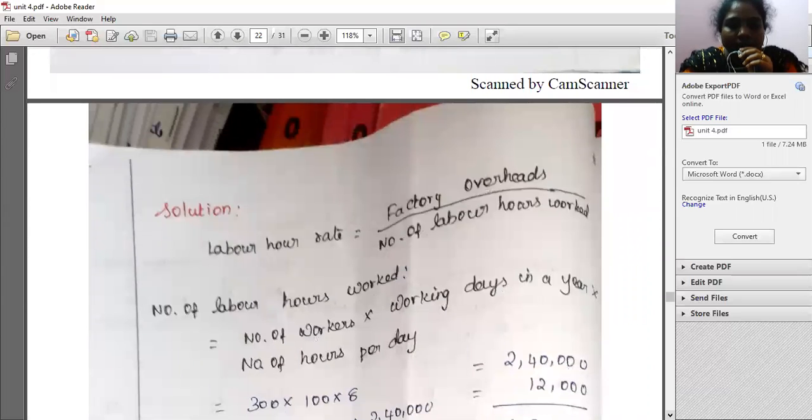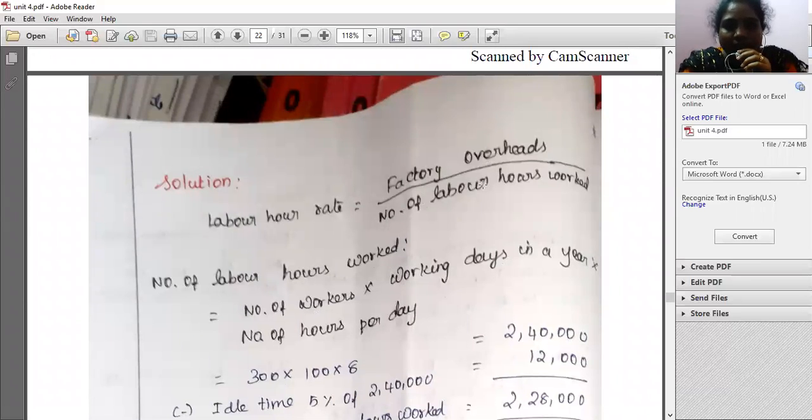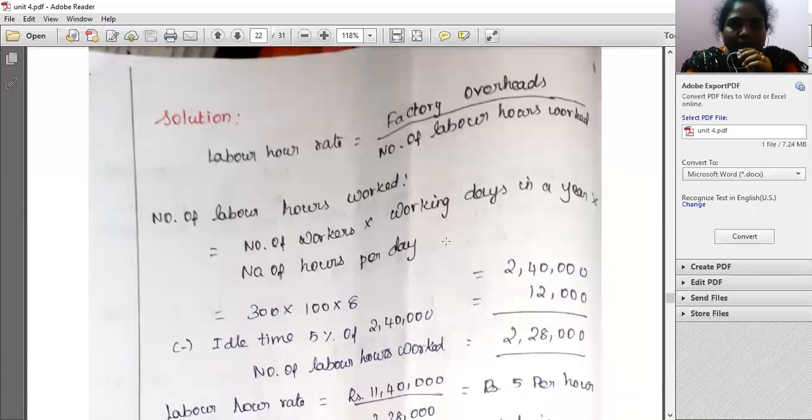The formula is: labor hour rate equals factory overhead divided by number of labor hours worked. First, the number of labor hours worked has to be found. What information is needed to find the labor hours worked? Number of workers into working days in a year into number of hours per day. This information is already given in the problem. Gathering the information, we then find the answer.